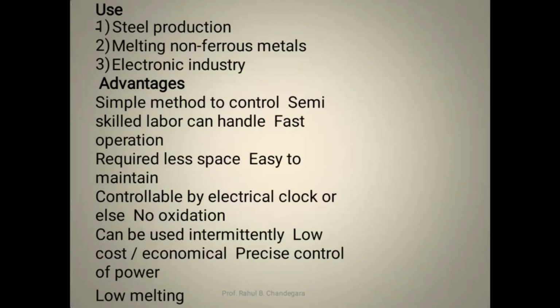Advantages of the coreless type induction furnace: simple method to control. Semi-skilled labor can handle it. Fast operation, requires less space, easy to maintain. No oxidation. Low cost operation, economical, precise control of power, and low melting loss.